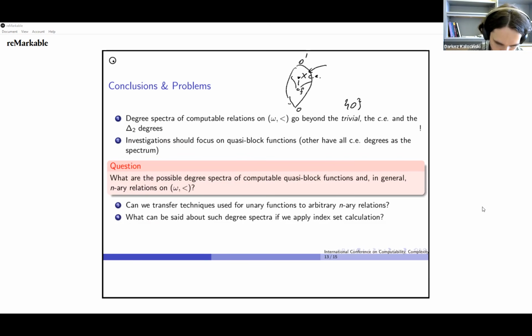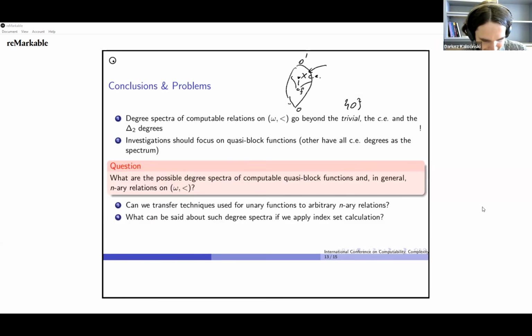Then the theorem on non-quasi-block functions, from the previous slide, indicates that if you want to investigate degree spectra restricted to total unary computable functions on this structure, then you should focus on quasi-block functions, because all others have C degrees as the spectrum.